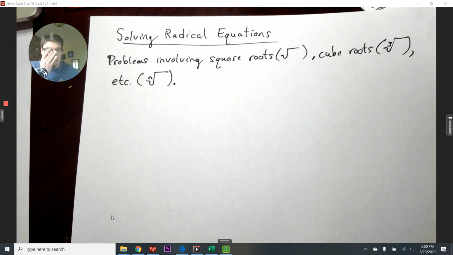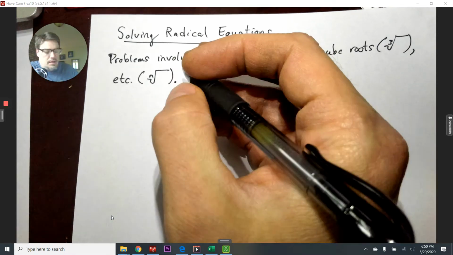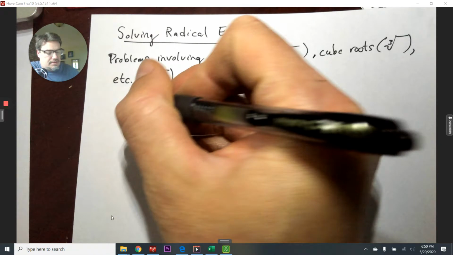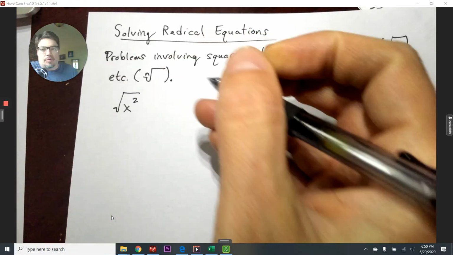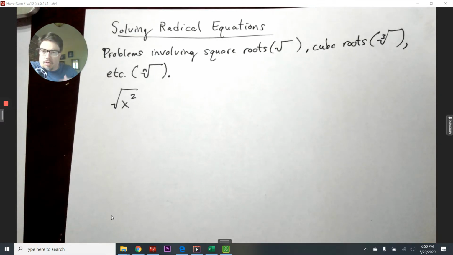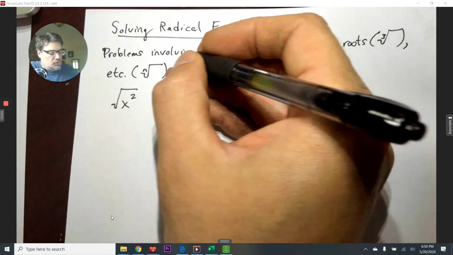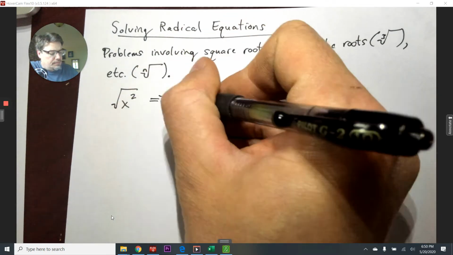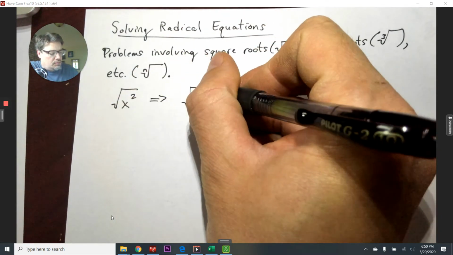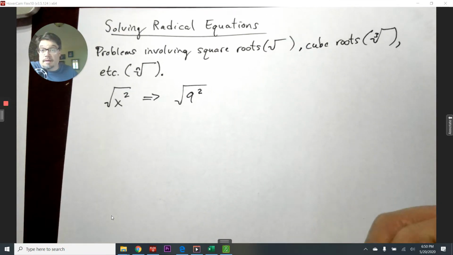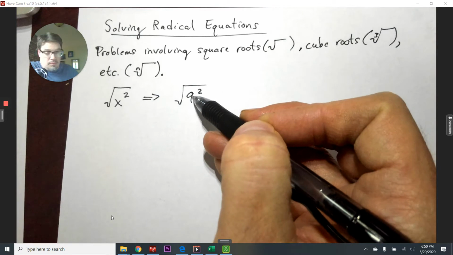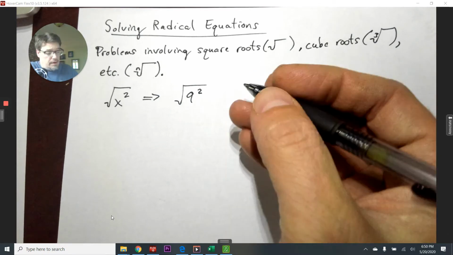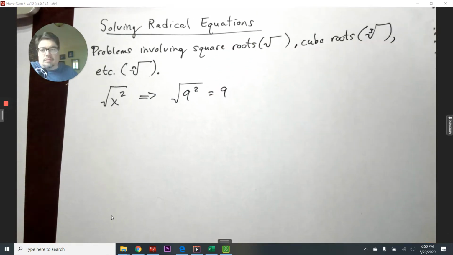All right. So, for example, if I have x squared, and I want to get x by itself, then I need to take the square root, because a square root undoes a squaring. Just like, for example, the square root of 9 squared: well, 9 squared is 81, take the square root of 81, and it's 9. So we want to be able to undo a squaring.